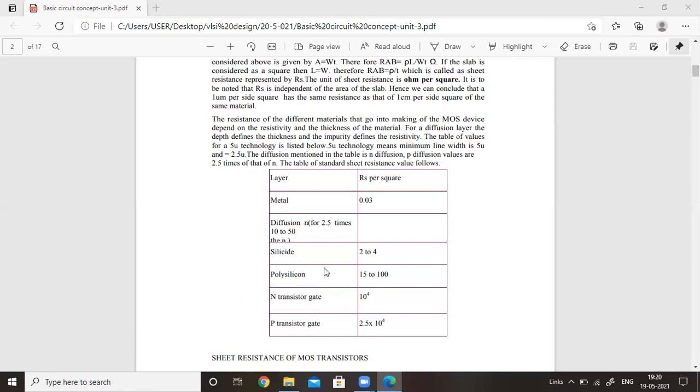Similarly, we have 2 micrometer. The 2 micrometer indicates the width of the minimum size transistor. And 1.2 micrometer technology, the 1.2 represents the width of the minimum size transistor in the technology. Okay. So in case of 5 micrometer technology, what is the value of lambda?